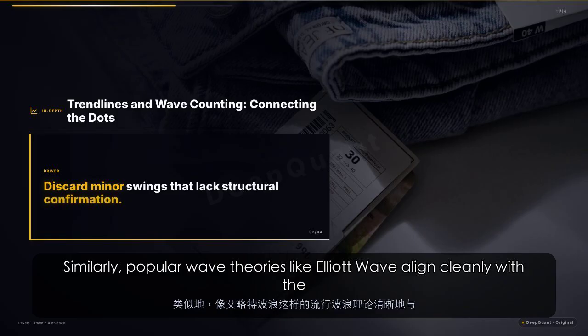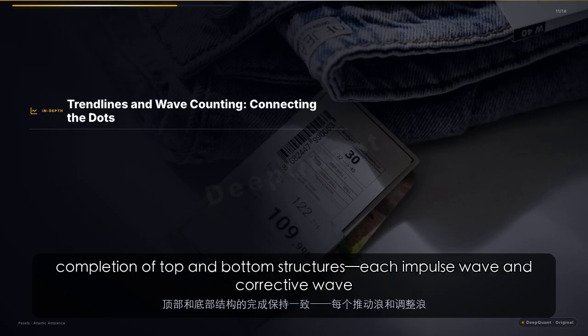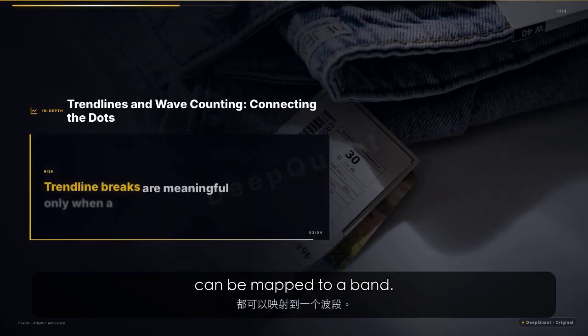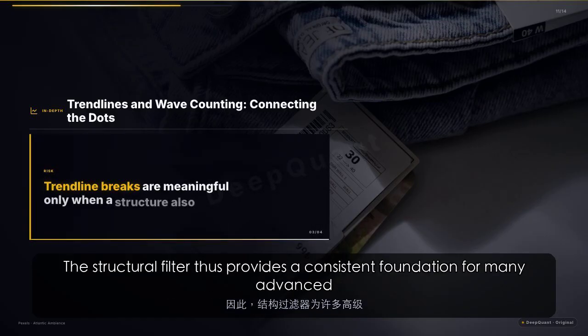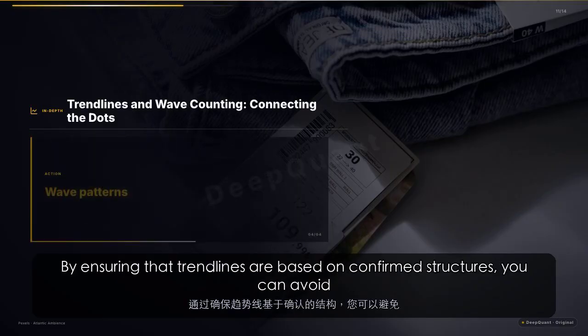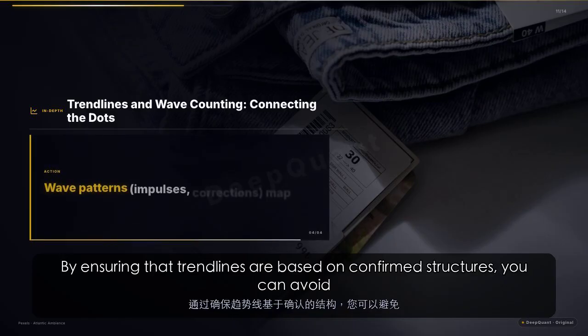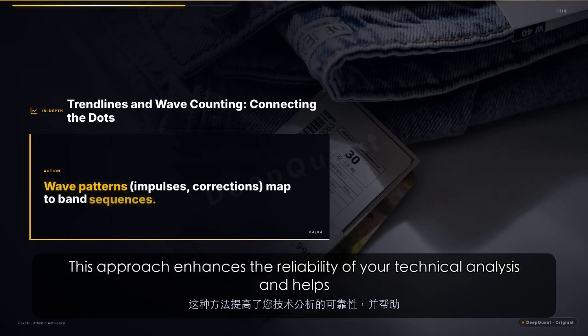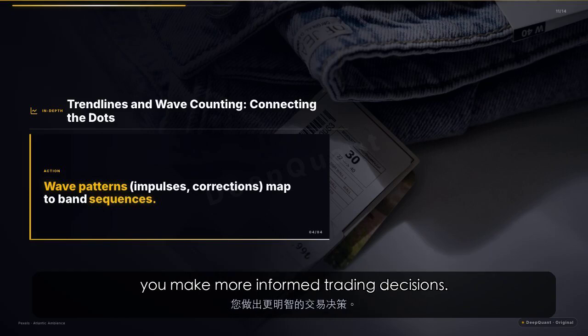Similarly, popular wave theories like Elliott wave align cleanly with the completion of top and bottom structures. Each impulse wave and corrective wave can be mapped to a band. The structural filter thus provides a consistent foundation for many advanced technical disciplines. By ensuring that trend lines are based on confirmed structures, you can avoid drawing misleading lines that lead to incorrect conclusions. This approach enhances the reliability of your technical analysis and helps you make more informed trading decisions.